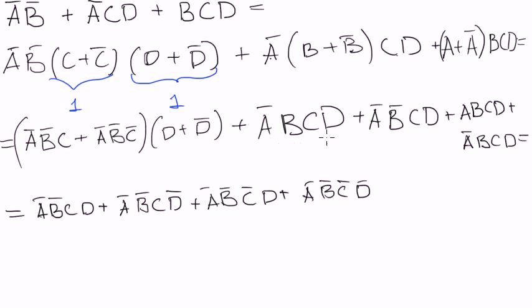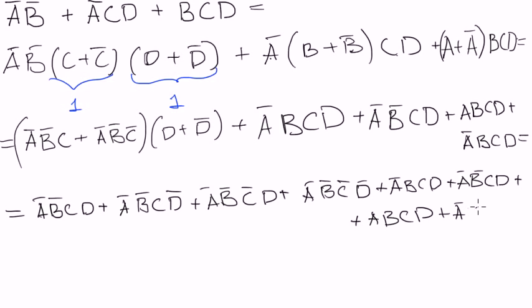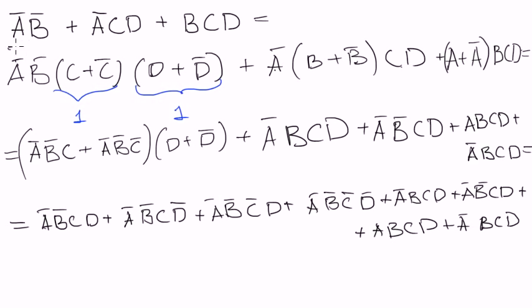Now we just rewrite these guys. A negated b c d plus a negated b c d and b negated, yes, plus a b c d plus a negated b c d. Whoa, we did complicate the initial expression, right?